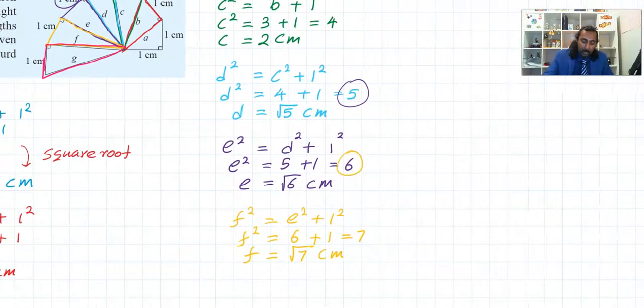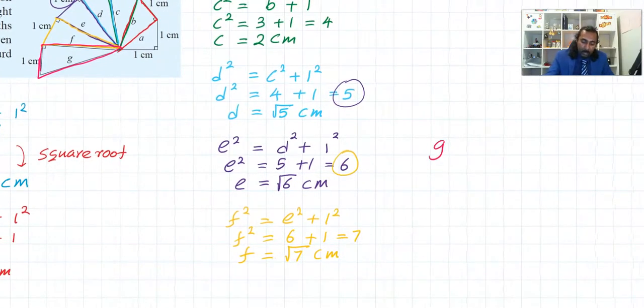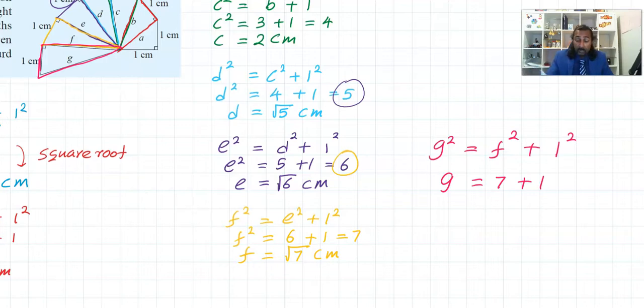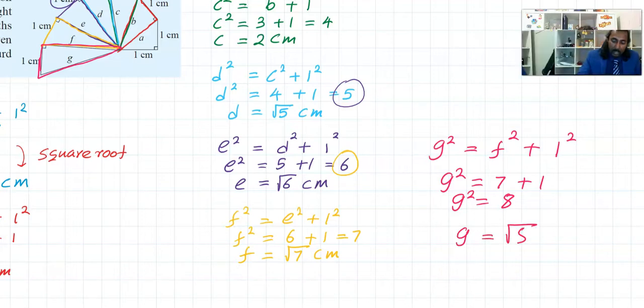For the last one, I have G squared. The length of the diagonal is G, square it, and it is the sum of the squares of the other two lengths, F and 1. F squared is 7 and 1 squared is of course 1. Right, this is one that I need to work on a little bit more. G squared is 8, hence G is square root of 8.